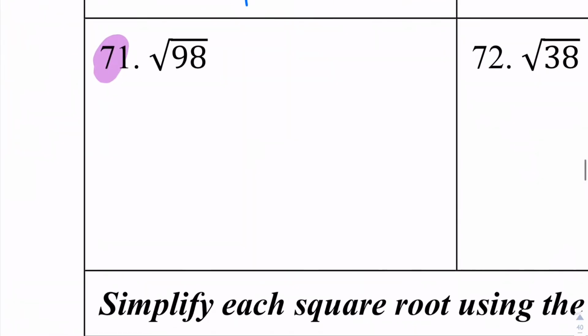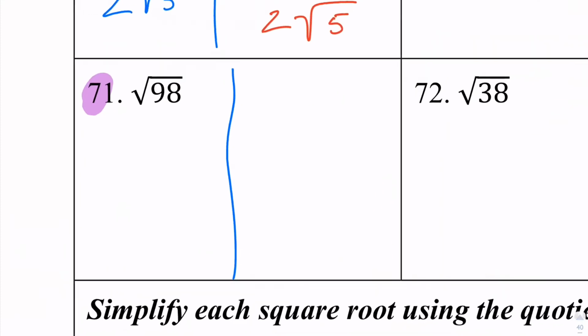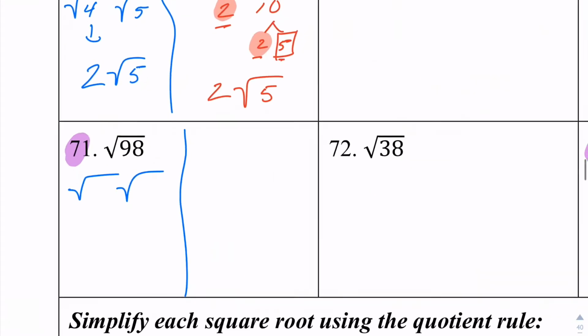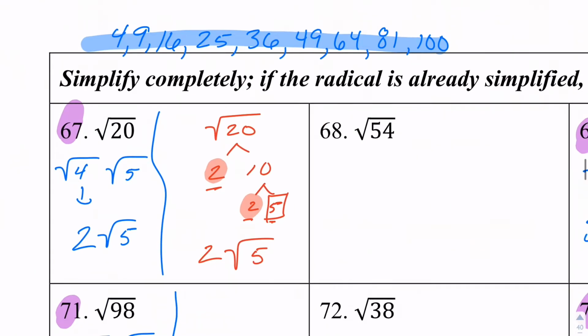Let's do another example where it's not already simplified. So 98. So we're going to make this a multiplication of two numbers. One of them has to be from the perfect squares list. Well, 98 is way up here by 100. So we have a lot of numbers to choose from. We can make it a multiplication of any of these numbers up here. So we could do 81 times something. No, 64 times something. Ooh, 49. 49 times 2. Oh, that didn't work.